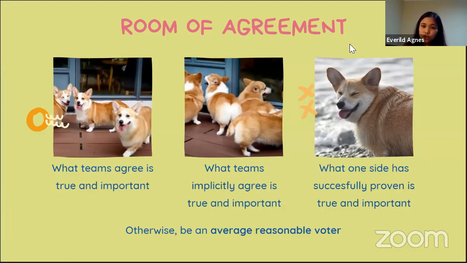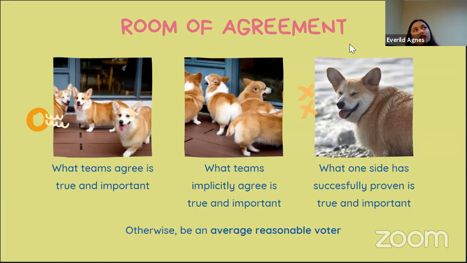Type number 2 is what teams implicitly agree on. This can come in the form of the most discussed argumentation that is rebutted again and again by all of the teams. Or this can also come in the form of a team's framing of importance and constant rebuttal, basically constant discussion of this kind of argument. So this is the room that you should pay attention to.